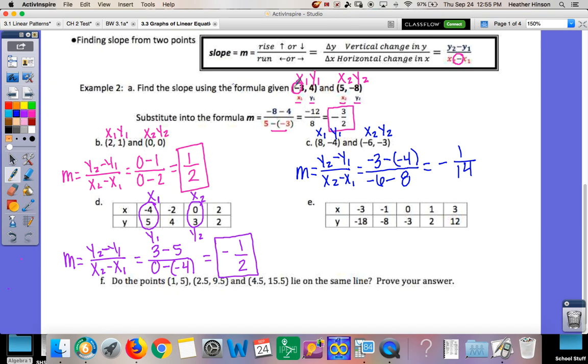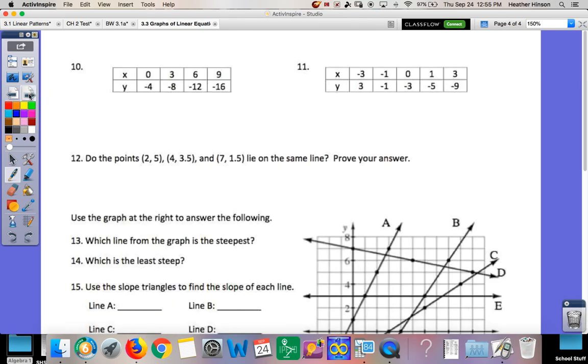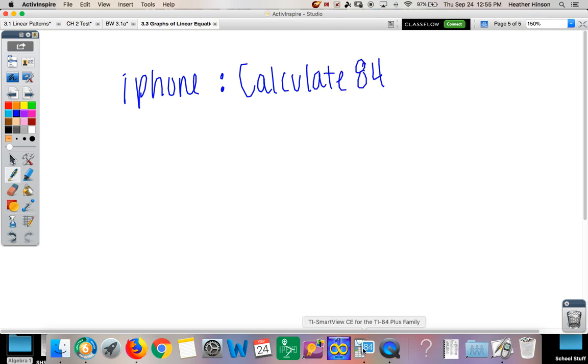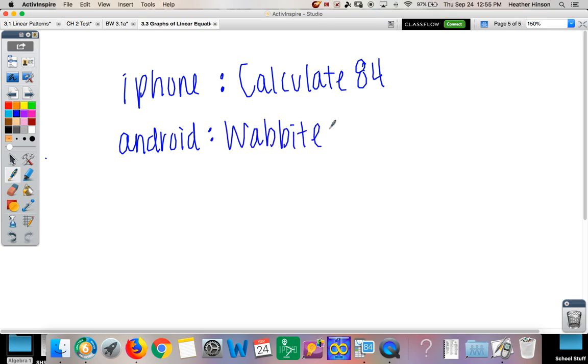If you don't have a calculator app on your phone, if you have an iPhone, it's totally free. There's an app called Calculate 84, and it'll give you this big old graphing calculator like I have. If you have an Android, it's called Wabbit Emu, and it'll give you the same type of graphing calculator that I have. So you can do these at home. Again, they're completely free, so you can download those.